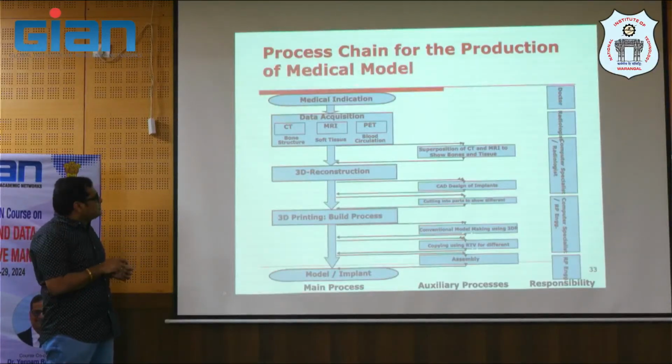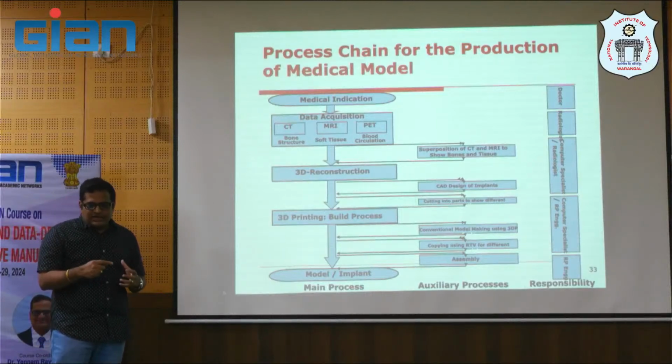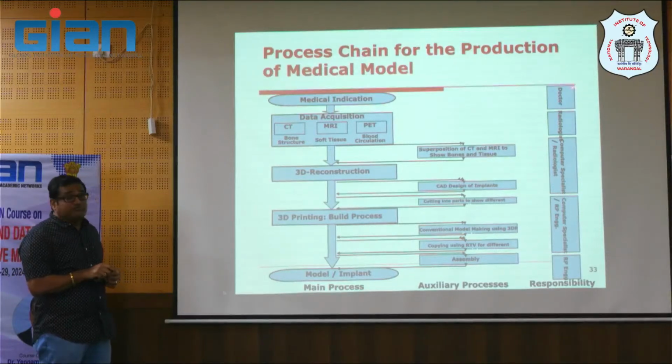So in summary, you try to see the cycle here, right? The patient is going to be the start point here. Maybe the doctor will give a medical indication, and the radiologist will come into the picture, either a CT if it's a bone structure, MRI for soft tissue, or maybe a PET for blood circulation or cancer. And right after, your computer specialist or the CAD person is going to process these images and 3D reconstruct them, right?